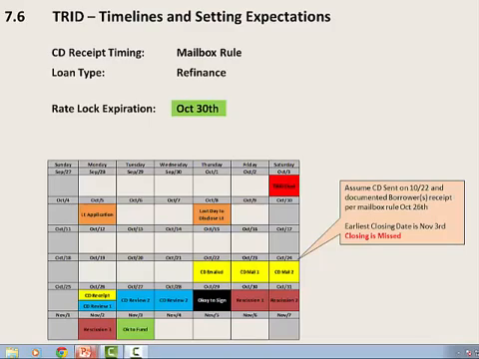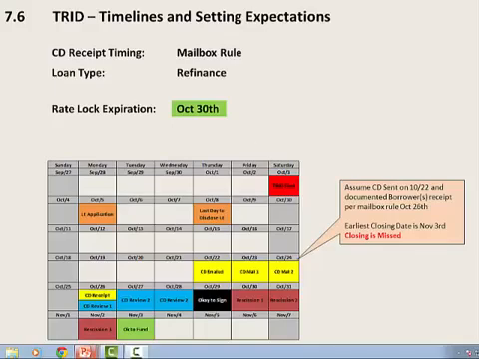In this example, all the same assumptions as the previous slide. It is a refinance transaction, and closing is October 30th. However, the borrower did not acknowledge receipt of the CD, and the mailbox rule is used for CD receipt. Based on the TRID CD review period and rescission, the earliest closing is November 3rd, and we missed our closing. There is not a method or option to close on October 30th.